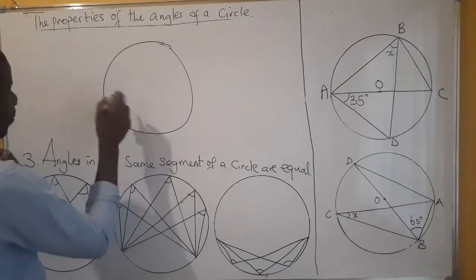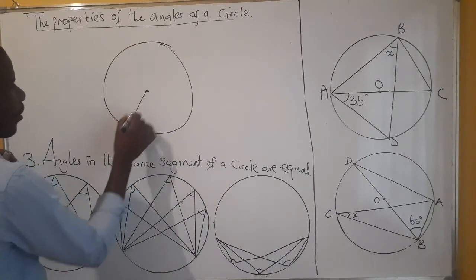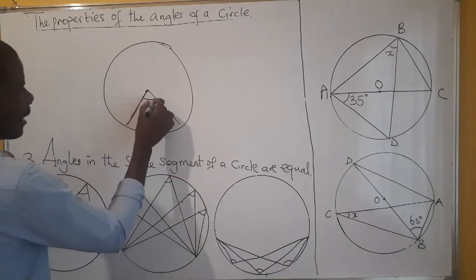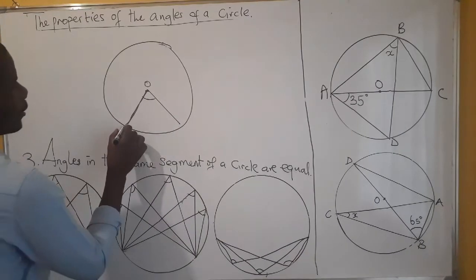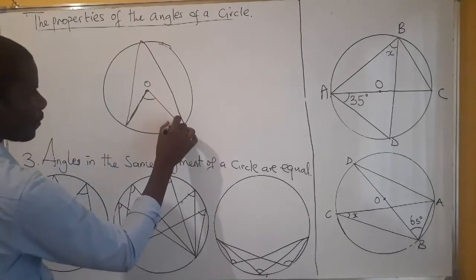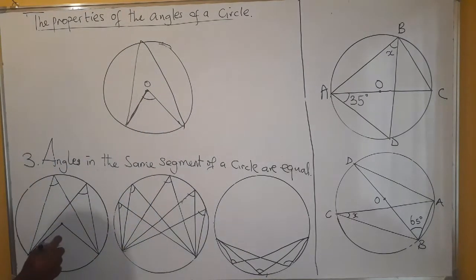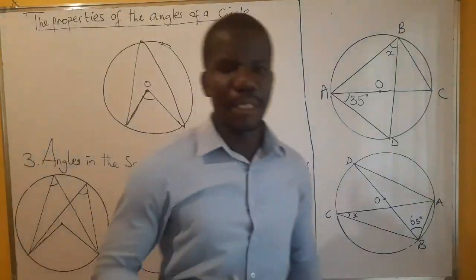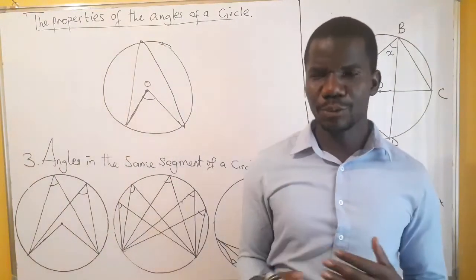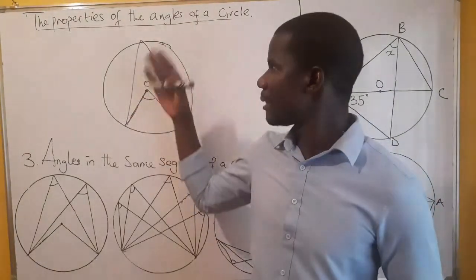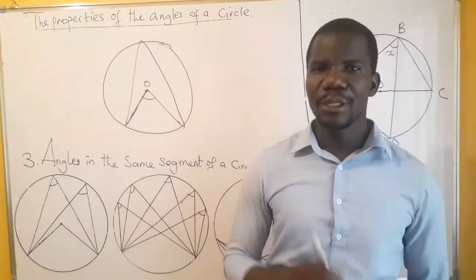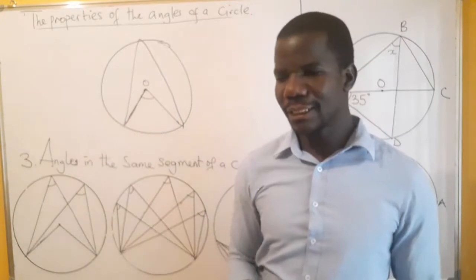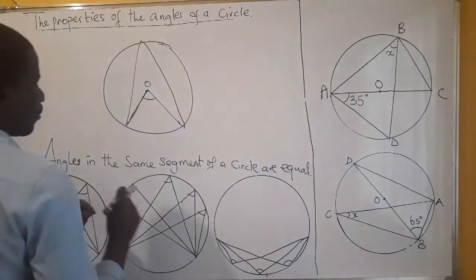If you remember very well, the first concept we were saying is that the angle at the center of a circle is twice the angle on the circumference. Are we together? That is the first theorem that we dealt with. Now, even this same concept, the angle in a semicircle is 90 degrees, is actually coming from the same concept.